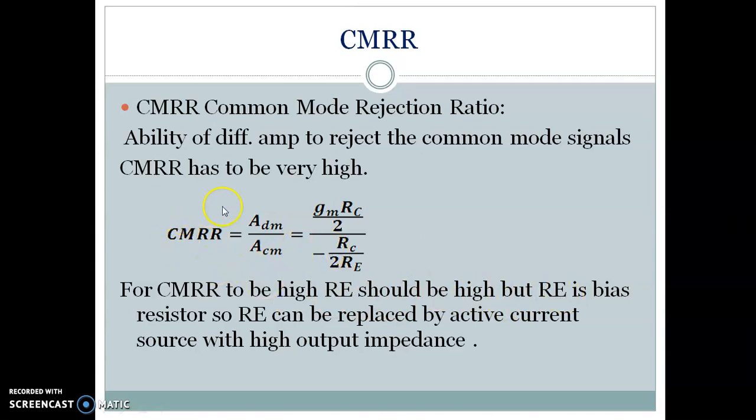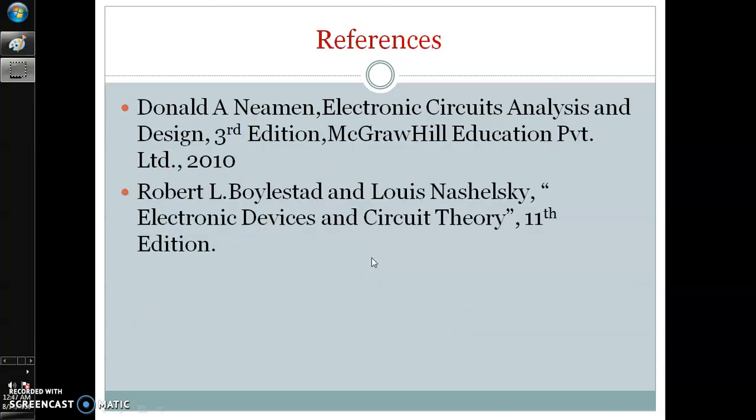Why we need a high CMRR: there are a few applications where the CMRR needs to be very, very high, of the order of 90 decibels. So 90 decibels is a very large quantity.